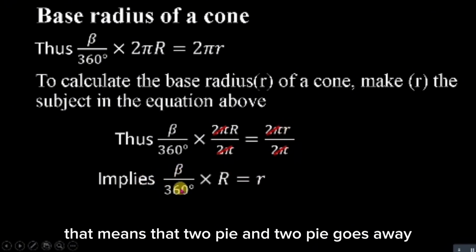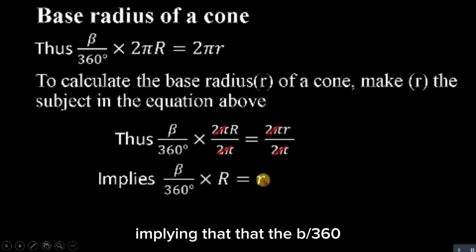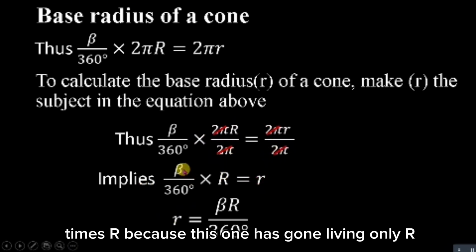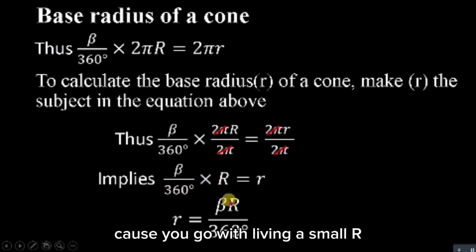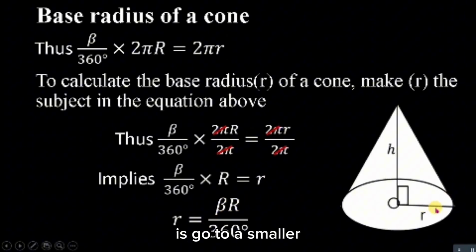Implying that we have beta over 360 times R, because this one has gone, leaving only R, which is equal to this, which also goes, leaving the small r. Now, implying beta R over 360 is equal to the small r. So anywhere you find the base radius, you can just code this formula and you can easily get it. So the base radius is this small r we have found.